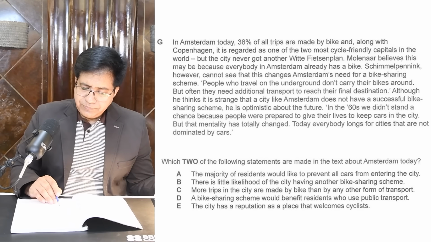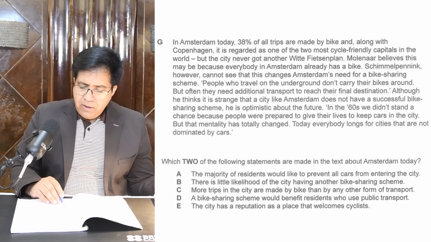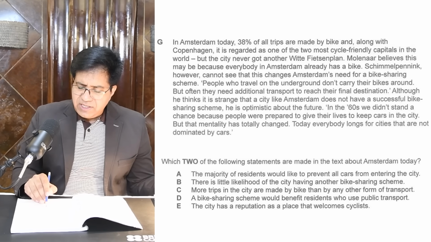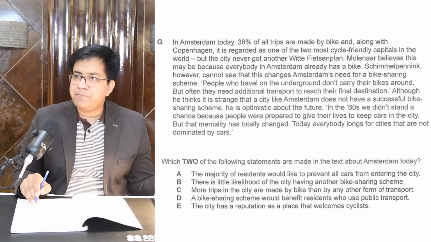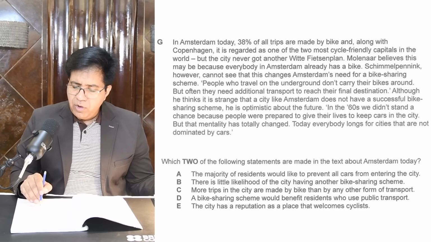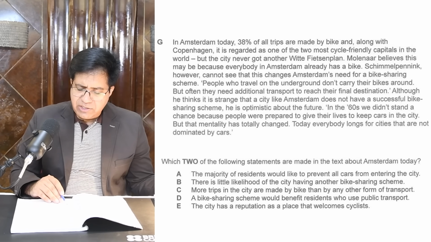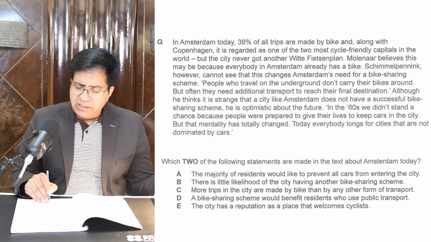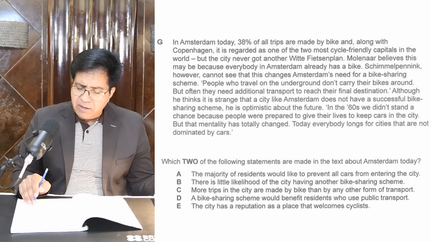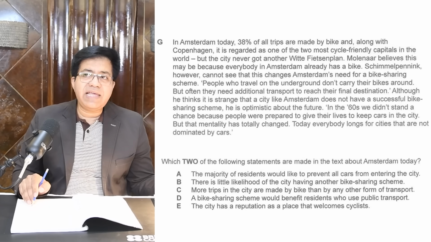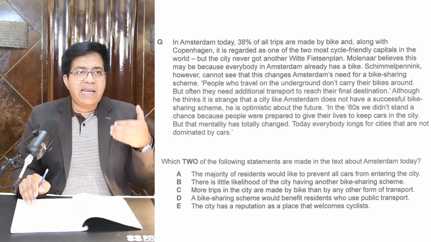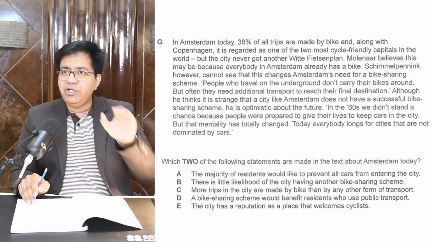Now we read on. Third line. But the city never got another Finsterplan. Molinar believes, paragraph G, third line after full stop. Molinar believes this may be because everybody in Amsterdam already has a bike. Schimmelpennink, however, cannot see that this changes Amsterdam's need for a bike sharing scheme. People who travel on the underground don't carry their bikes around. For example, if you're traveling by underground, you don't carry your bicycle. Then you rent a bicycle and use it and return it.